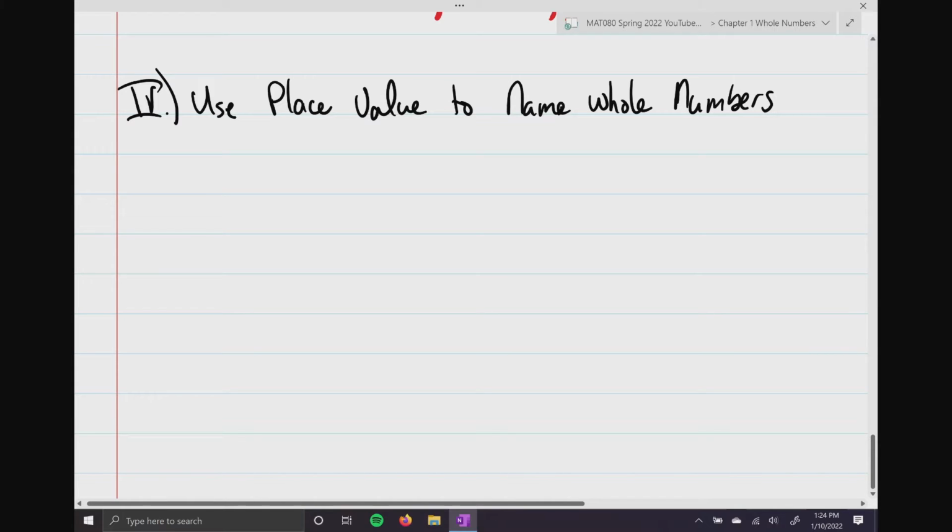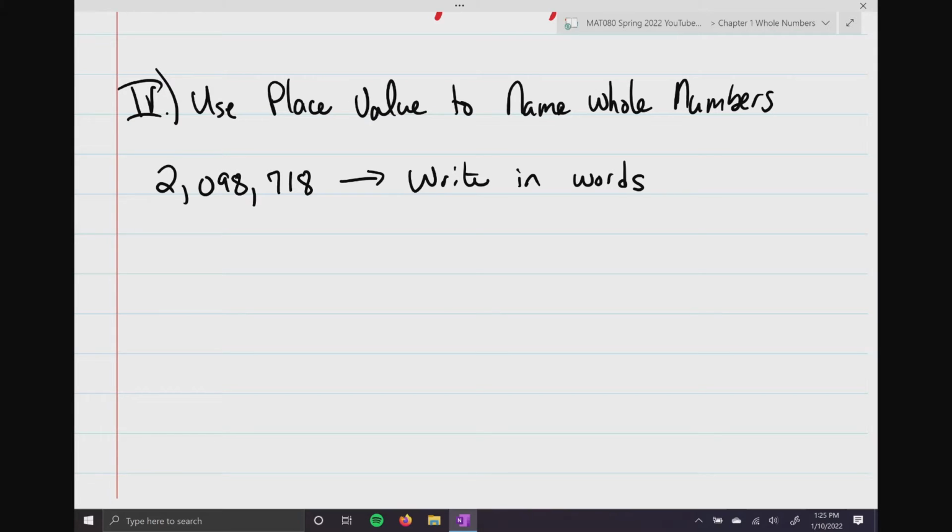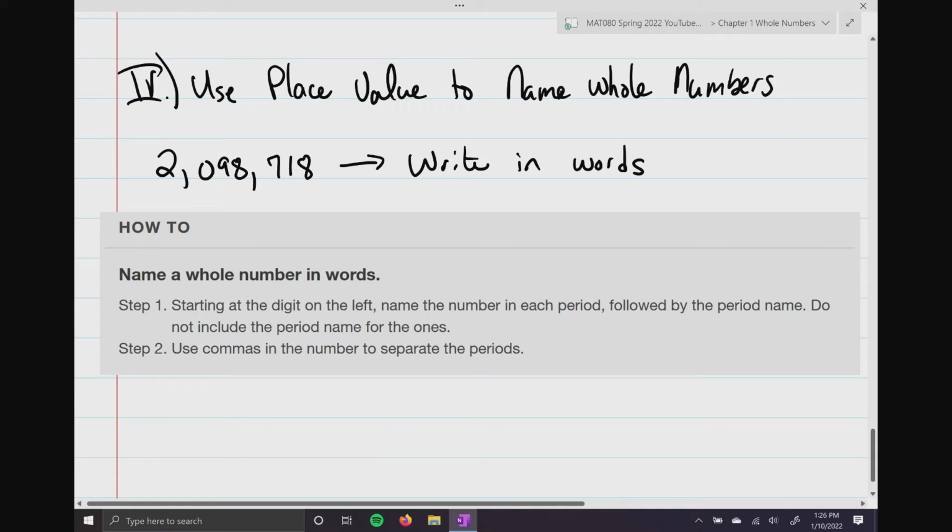Okay, so I'm going to start off with a very basic example here. We're going to go with this number, and we're going to write it in words. To write a whole number in words, we have basically 2 steps. Step 1, we start at the digit on the left and name the number at each period, followed by the period name. We do not include the period name for the ones. Step 2, use commas to separate the periods.